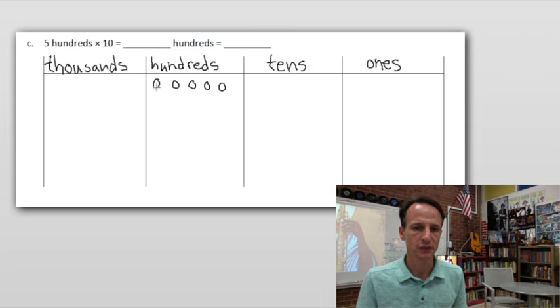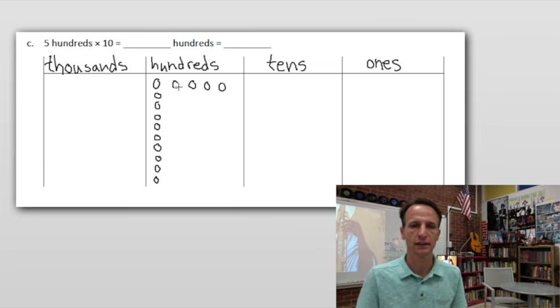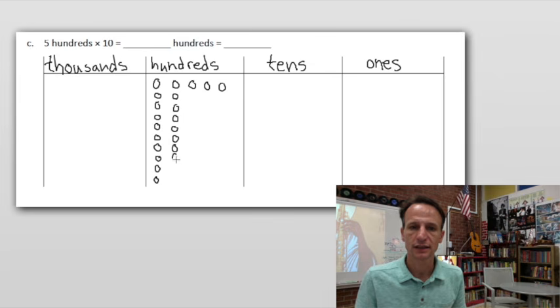So first with this one, there's 1 already there. So 2, 3, 4, 5, 6, 7, 8, 9, 10. Happy little discs. And then the next one, there's 1 there. So 2, 3, 4, 5, 6, 7, 8, 9, 10.